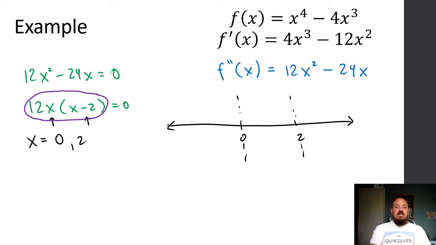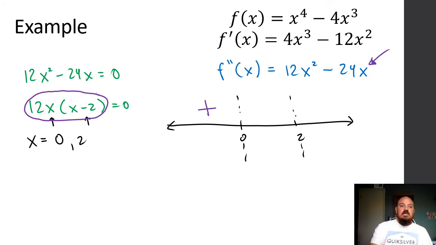So let's say I'm going to plug in -1 first. You have two choices. You could go back to the original f double prime and plug in -1 there. Or you can still use what's circled in purple. You just have to remember to do both. So 12x would be -12. X minus 2 would be -1 minus 2, that's -3. So I'm getting negative times negative, it's going to end up being positive here. And again, we don't care what the number is, we only care whether it's positive or negative.